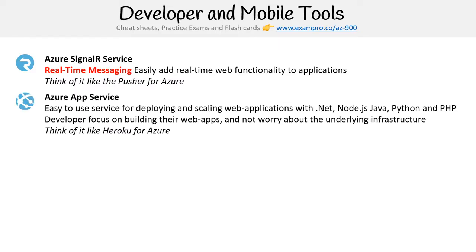The next we have is Azure App Service. An easy to use service for deploying and scaling web applications with .NET, Node.js, Java, Python, and PHP. I'm a bit sad I don't see Ruby in there, but what are you going to do? So it's for developers who want to focus on building their web apps and not worry about the underlying infrastructure. So if you've ever used Heroku, think of it like that, but for Azure.